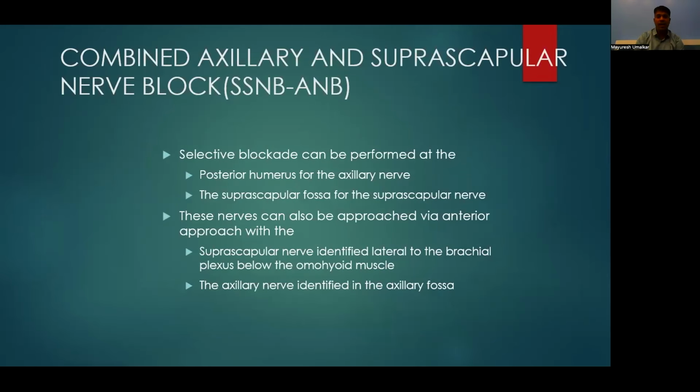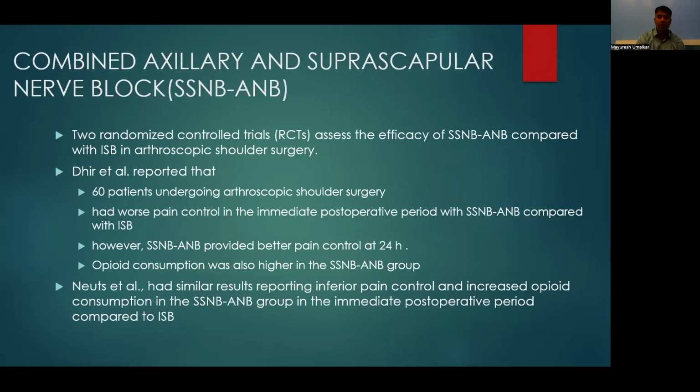Coming to combined axillary and suprascapular nerve block, as I already told you, selective blockade can be done at the posterior humerus for the axillary nerve and suprascapular fossa for the suprascapular nerve. Anterior approach, though I have not tried, the suprascapular nerve can be identified lateral to the brachial plexus just below the omohyoid muscle, and the axillary nerve identified in the axillary fossa. Combined axillary and suprascapular nerve block.